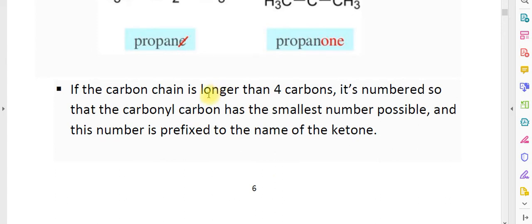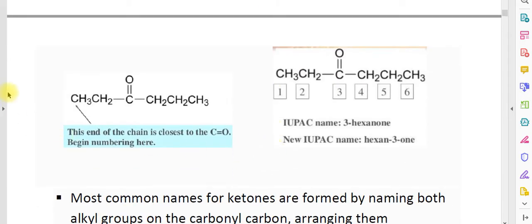Okay. If the carbon chain is longer than 4 carbons, we number it so that the carbonyl carbon has the smallest number possible, and this number is prefixed to the name of the ketone. Okay, here you can see this end of the chain is closest to the carbonyl group, so we begin numbering here. So the carbonyl carbon should get the least number. If I am counting from here, that means 1, 2, 3. So the carbonyl group is on the third carbon.